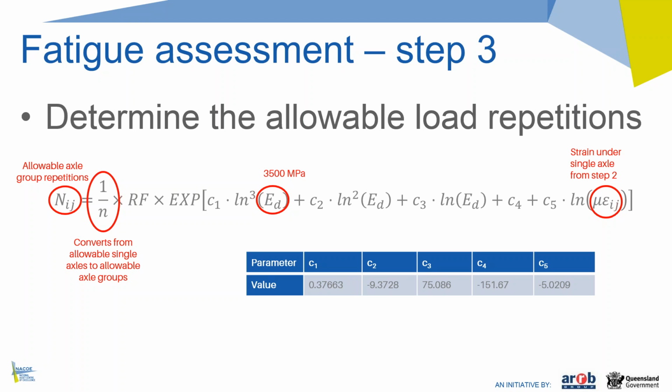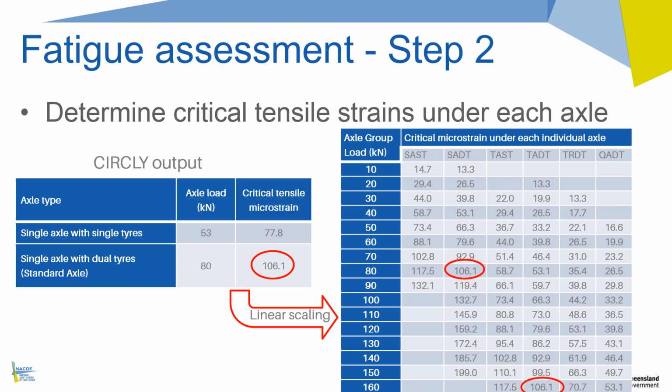Just for clarity, Peter, does this mean you run this analysis for all the strain values from the table that you had in your previous slide? Yeah, that's correct. So if I just go back to the previous slide, all those strains in that table on the right-hand side will be inputting into that equation on the next page. So this is very much something you need to do in a spreadsheet, because you'll be applying those performance equations multiple times to work out allowable loadings for every combination of axle group load and axle group type.